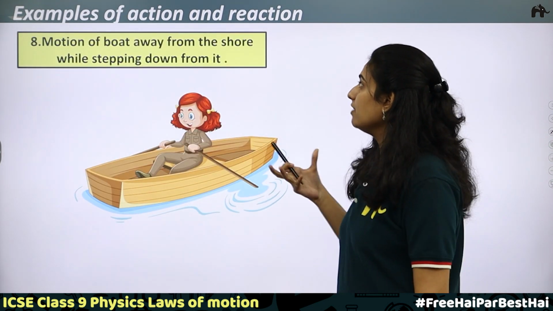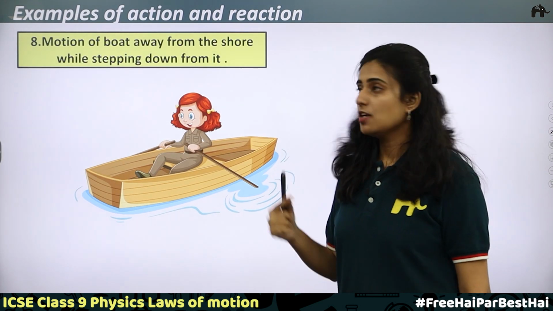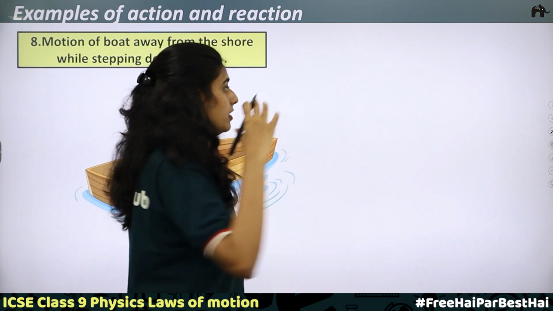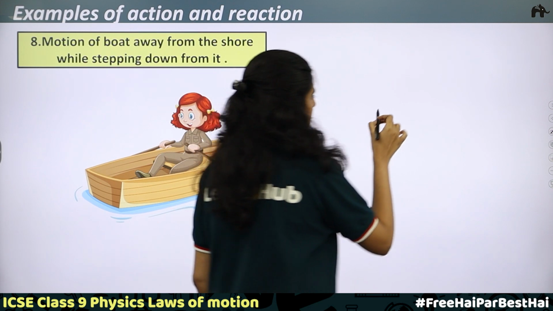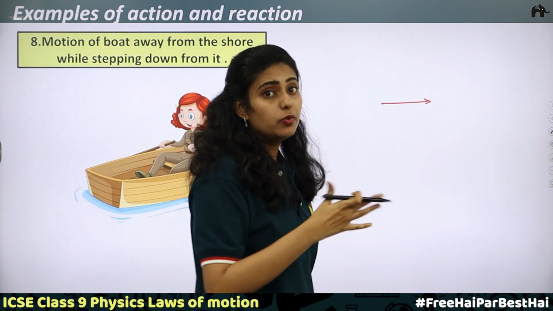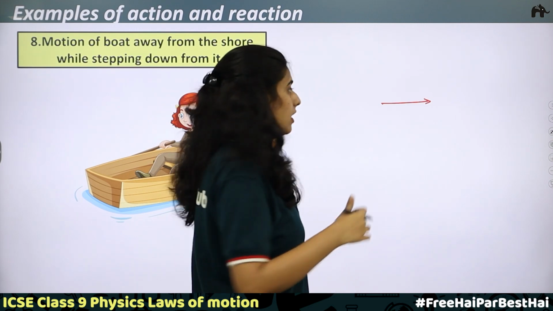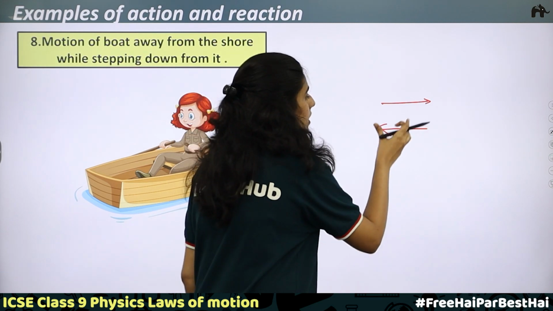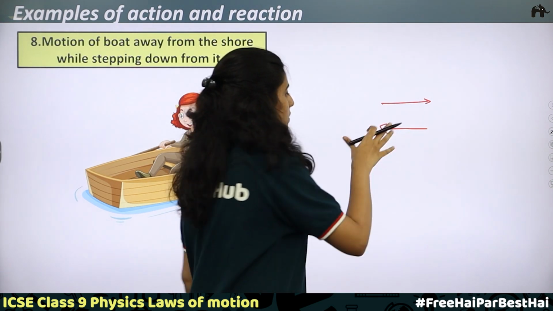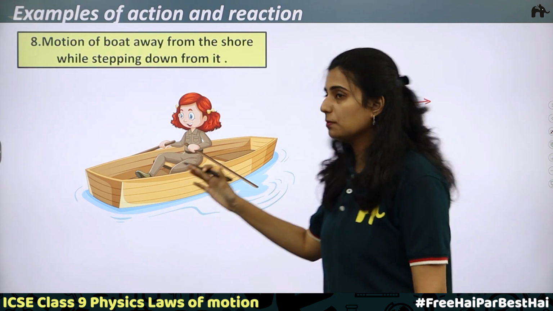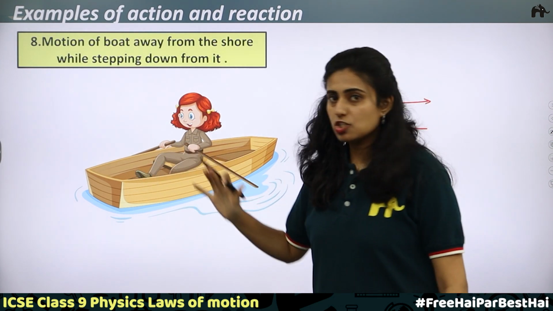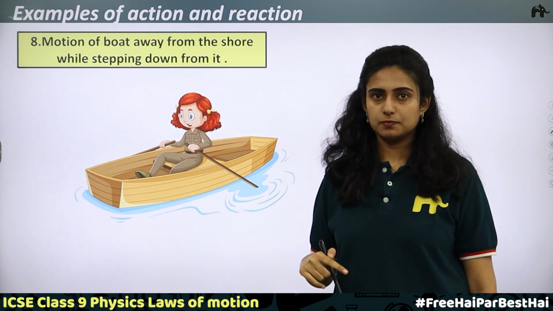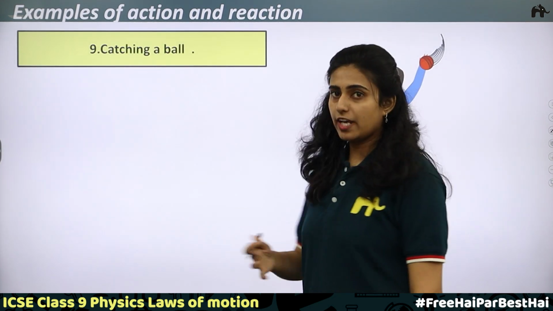Now motion of a boat away from the shore while stepping down from it. While stepping down, to step down, the person will be applying a force on the board of the boat. That force will be in this direction. He should move in the forward direction to come out of the boat. So the boat will be applying a force on his foot in the forward direction and helps the person to come out of the boat. Normally the boatman boards the boat at the shore, so it won't move further backward, and he can easily come out of the boat. Clear?